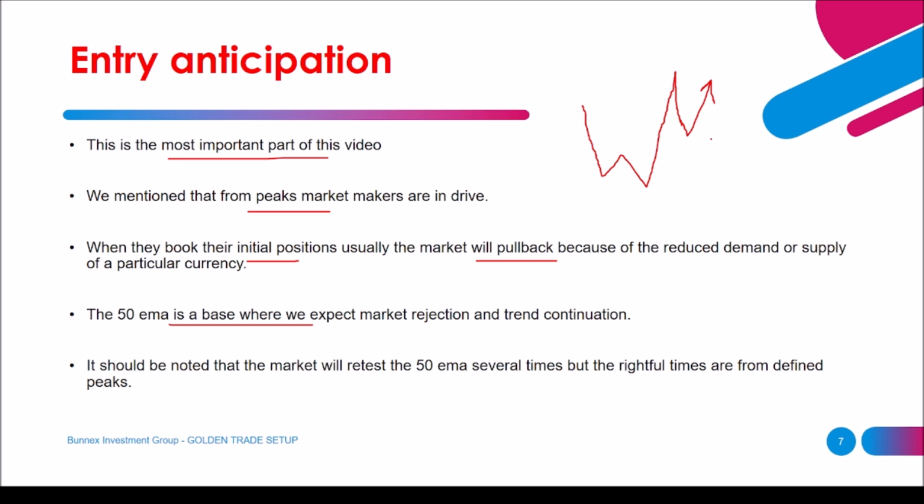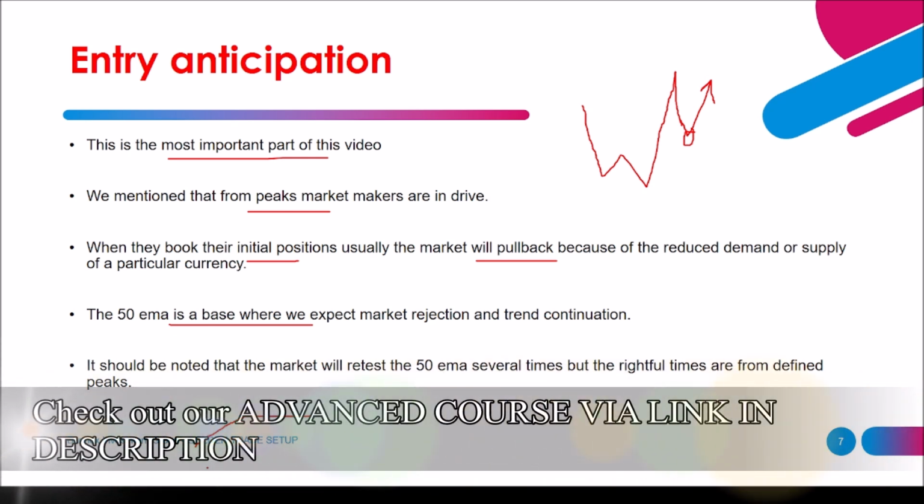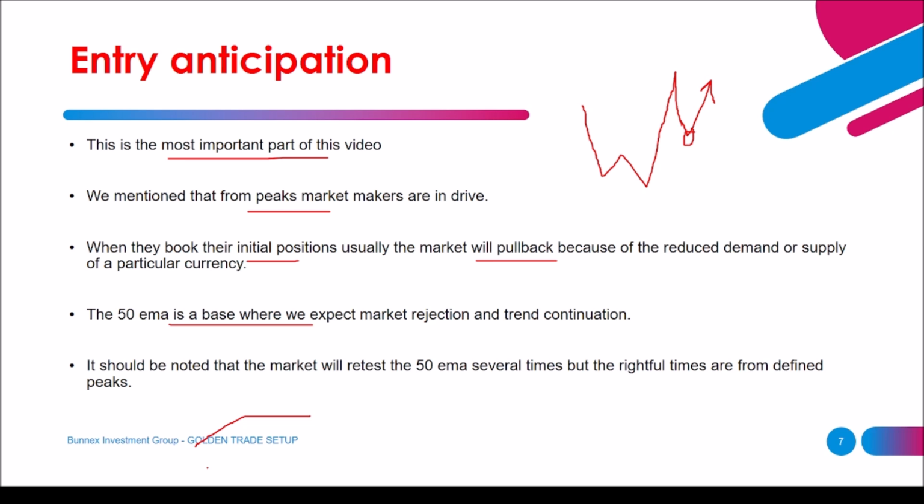So this doesn't matter on which time frame it occurs. It all depends if you are an intraday trader or a swing trader. If you're a swing trader, you may actually take these particular positions, the rejection trades, on the 50 EMA. So the golden trade setup is basically the 50 EMA rejection trade and trend continuation.